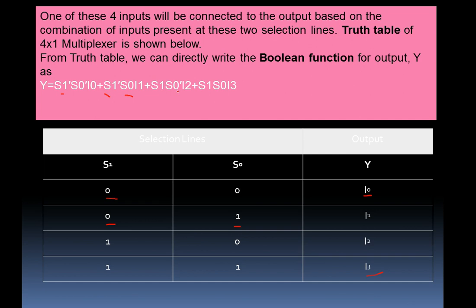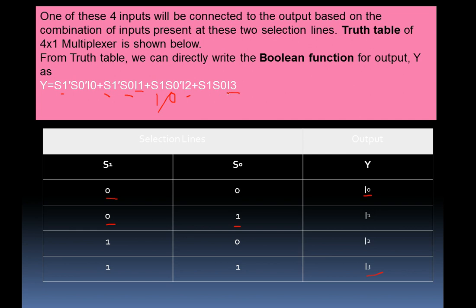1 0 means 2, that means I2. 1 1 means 3, that is I3. So S1 bar S0 bar I0, S1 bar S0, that is 0 1, means I1, and S1 S0 bar, that is 1 0. Whenever 1 0 occurs, the output is I2, and when both are 1 1, the output is I3.